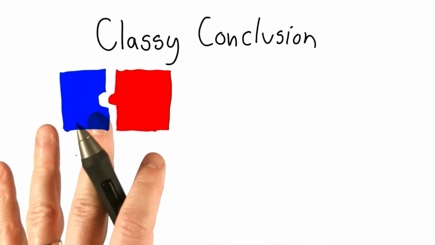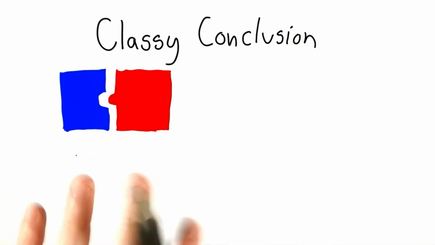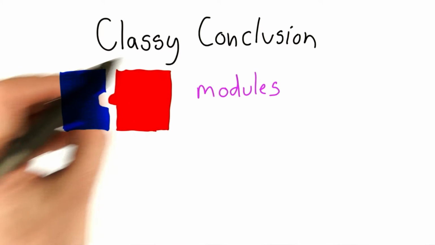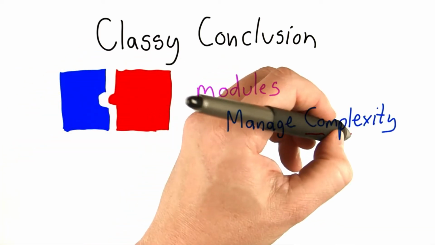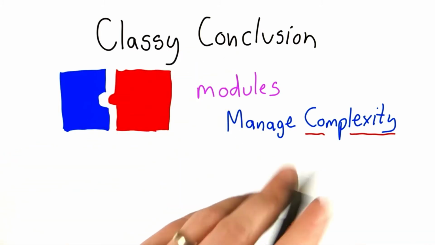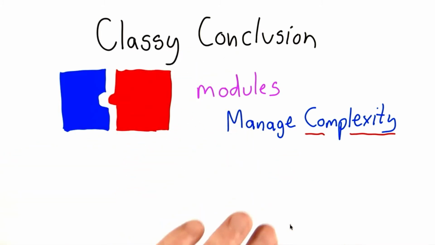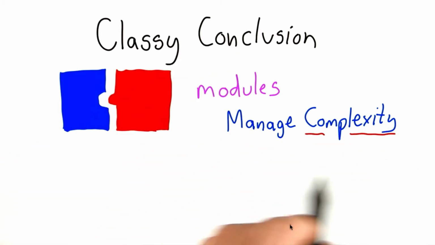So, congratulations, you've made it to the end of this unit, and we've covered quite a bit here. You've learned about breaking programs into modules and how this can make it easier to manage complexity. And learning how to manage complexity is one of the most important, perhaps the most important skill that you can develop as a programmer. And there are lots of tools for this.